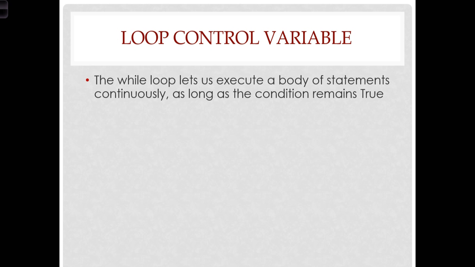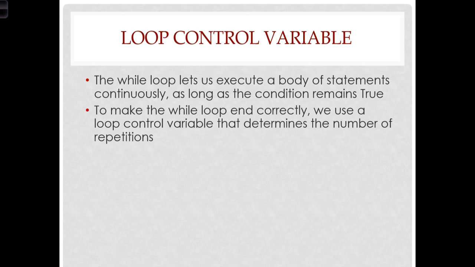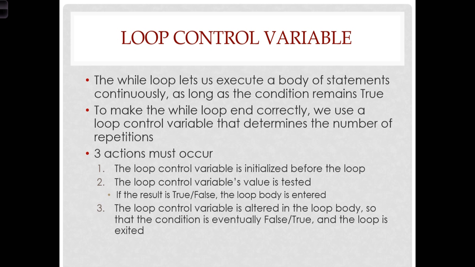So the while loop lets us execute the statements as long as a condition remains true. Now what we'll see is actually it could be true or false depending on how we write the while statement. To make the while loop end correctly, we use a loop control variable that will determine how many times we repeat that body of code.